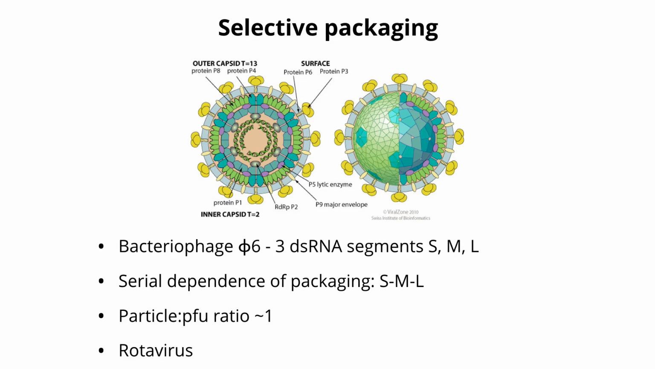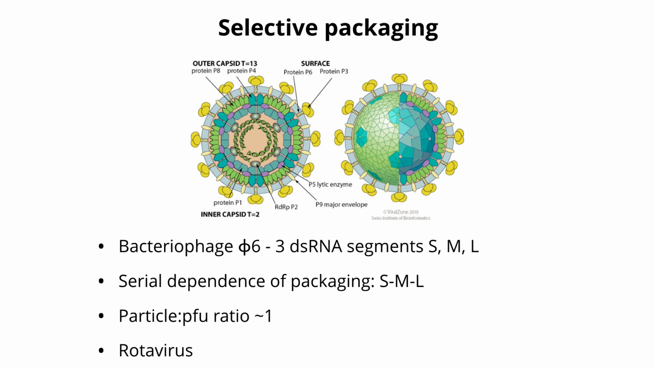Its genome is 3 double-stranded RNA segments, and this is very much like a retrovirus, an animal virus, which has many more double-stranded RNA segments. And these viruses, just like the retroviruses, are made up of 2 protein shells, an outer capsid and an inner capsid, and in the very interior are the 3 genome segments, the large one, the medium-sized one, and the small one, SML. So it turns out that there is a serial dependence of packaging.